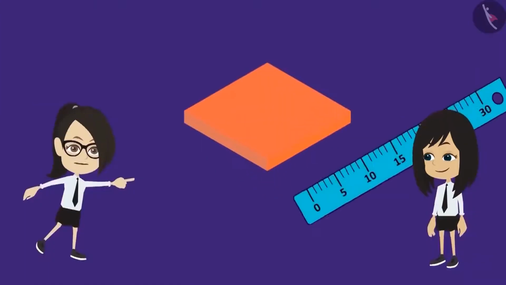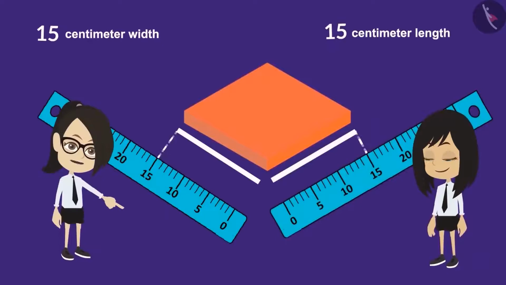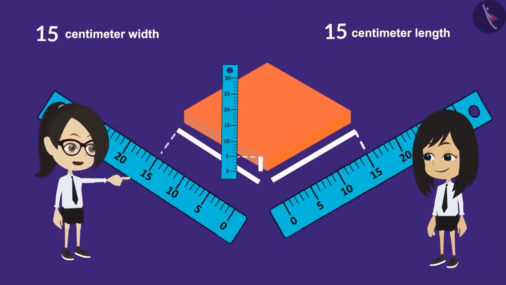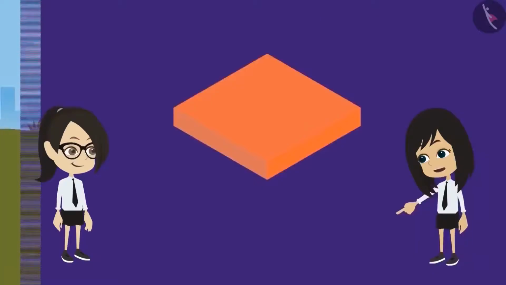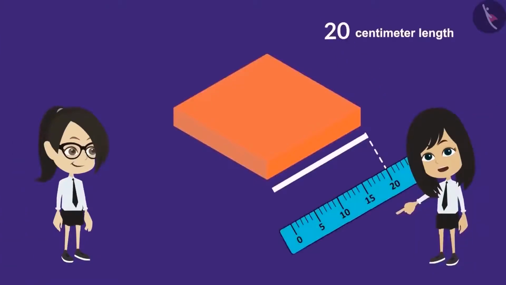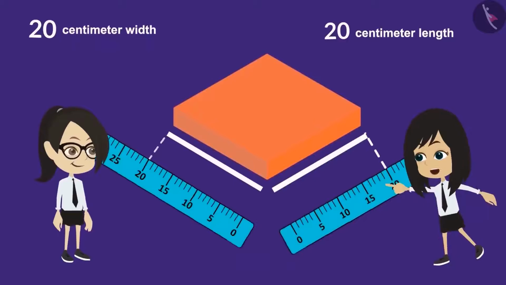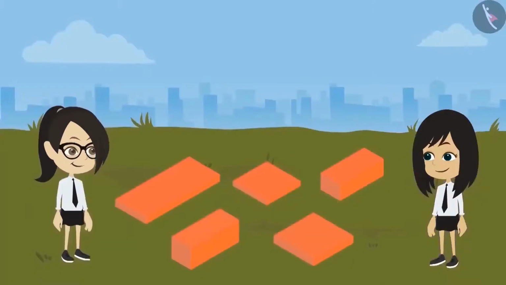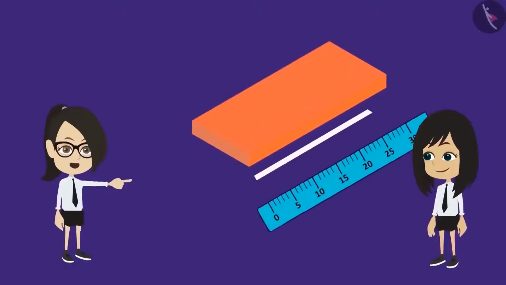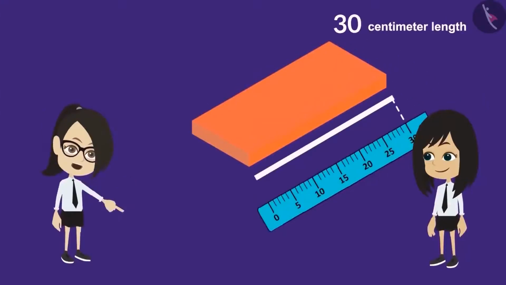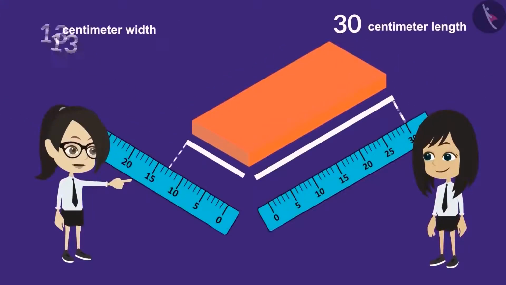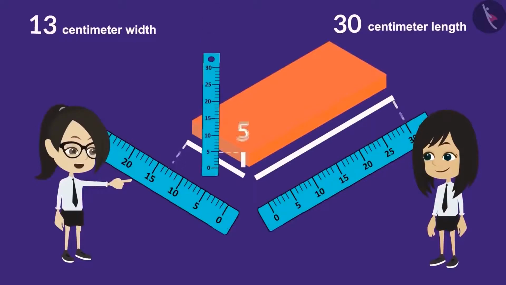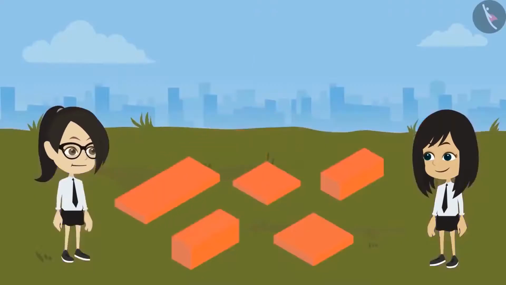This brick is 15 centimeter long. Its breadth is also 15 centimeter, which is same as its length, and the height is 5 centimeter. This brick is 20 centimeter long. Its breadth is also 20 centimeter and the height is 5 centimeter. This brick is the longest of all. Its length is 30 centimeter. Its breadth is 13 centimeter and its height is 5 centimeter.